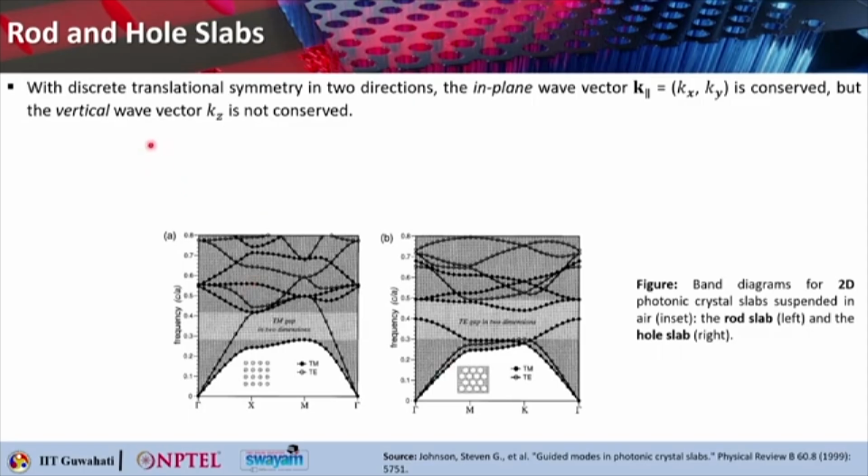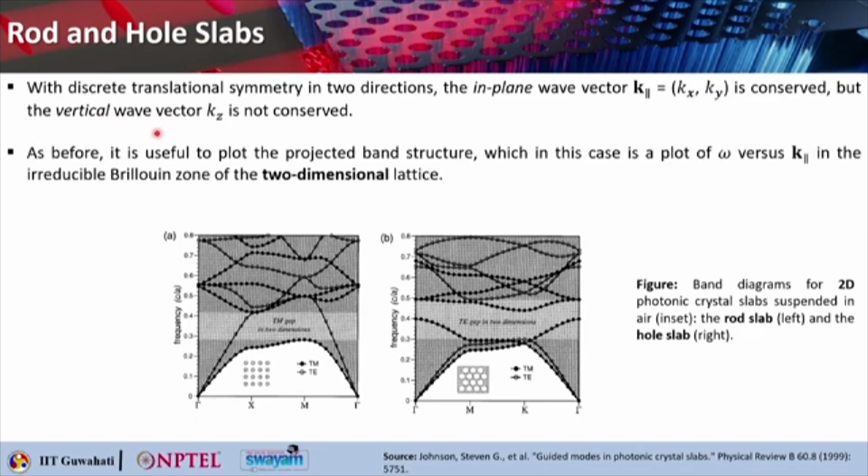So with discrete translational symmetry in 2 dimensions, you can say that the in-plane wave vector, given by k parallel, which can also be written as kx and ky, these 2 components, is basically conserved. But the vertical wave vector kz is not conserved. That is the case when you have finite thickness of the slabs.